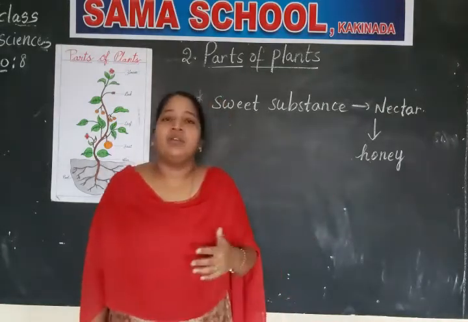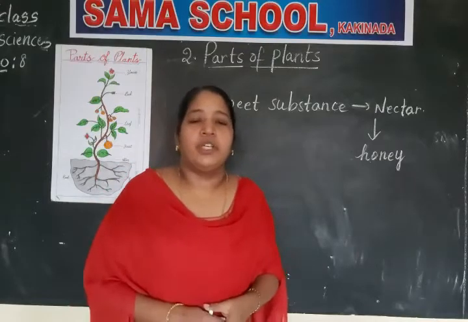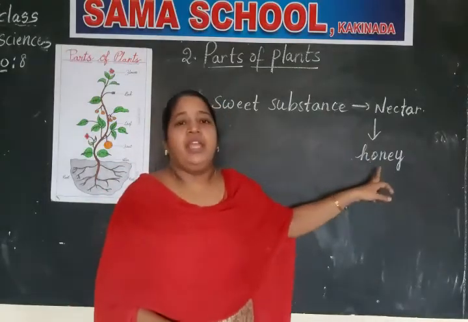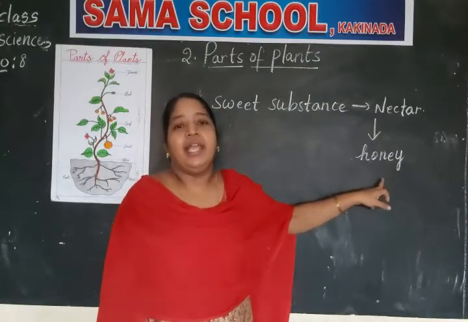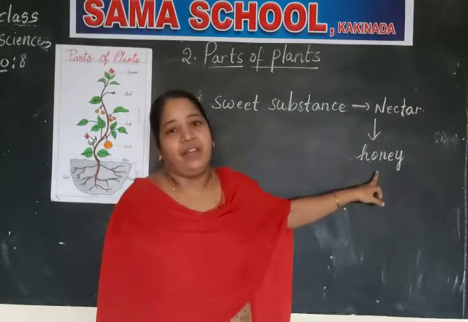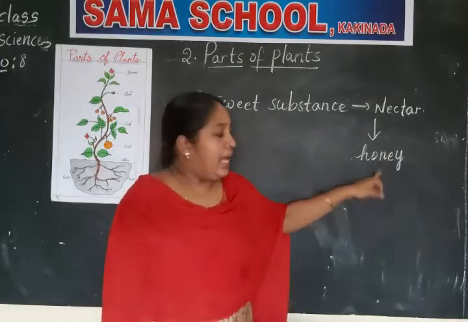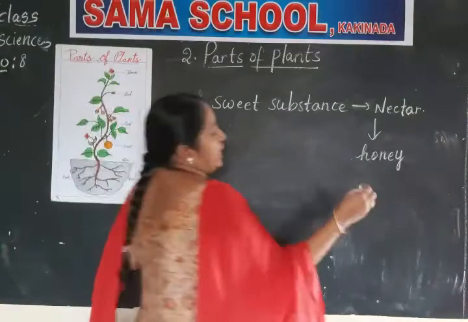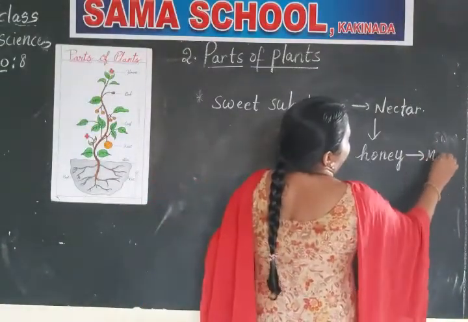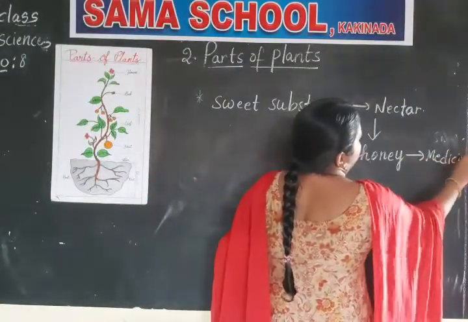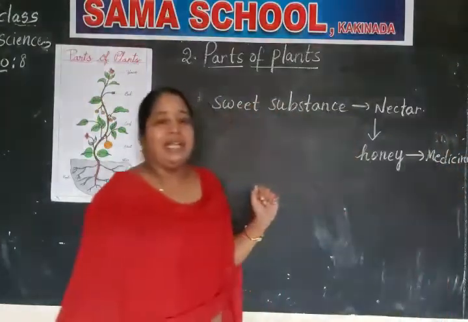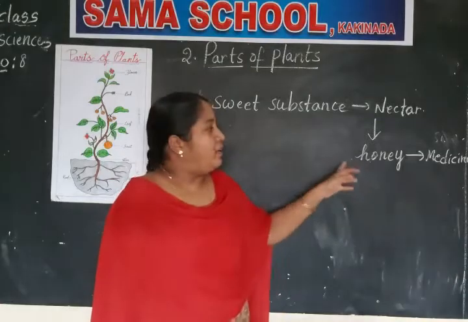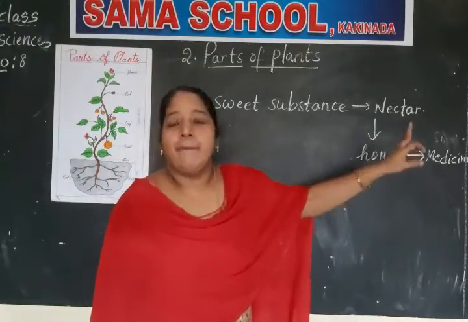But nowadays we are using a lot of sugar, in cool drinks, in milk. So in place of sugar, if we use this honey, it is very helpful and very healthy for our body. Clear, children? Not only that, honey is also used in preparing medicines, medicines like cough syrup. Syrup means tonic, cough syrup, cold syrup. They use this honey in preparing medicines.